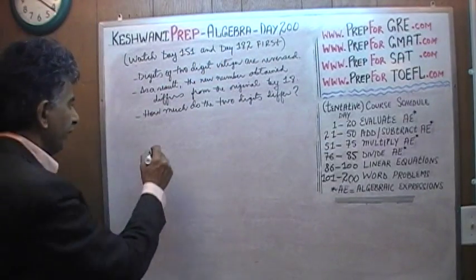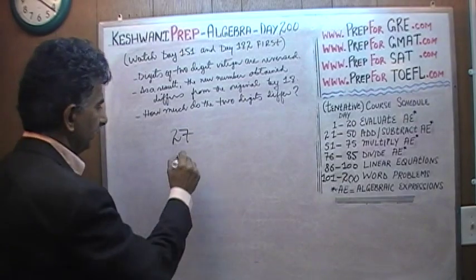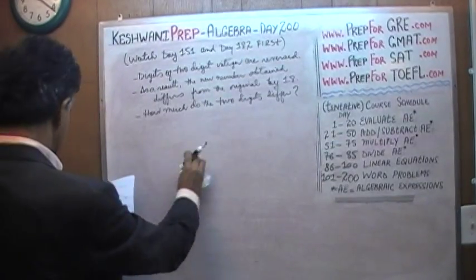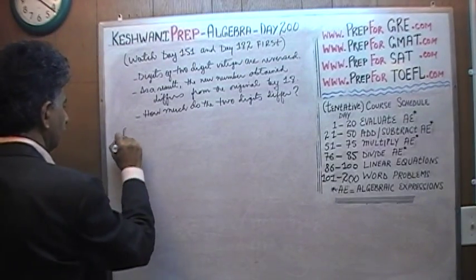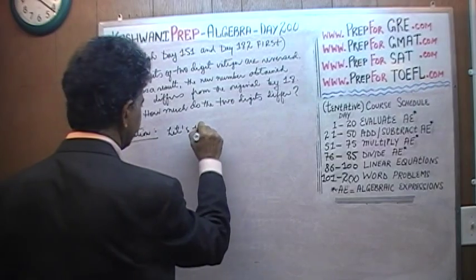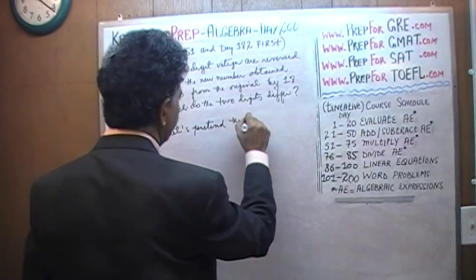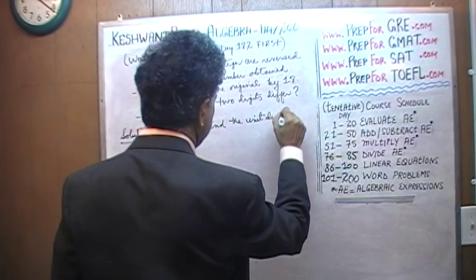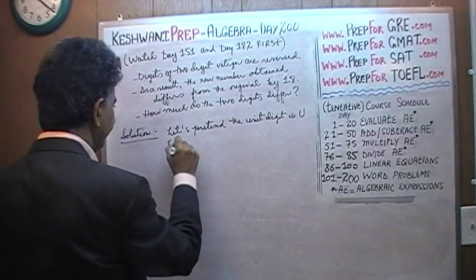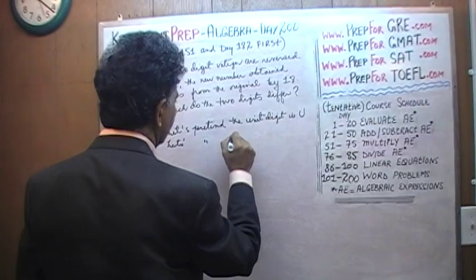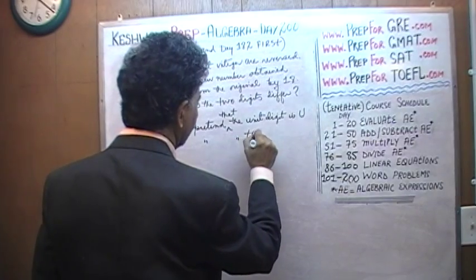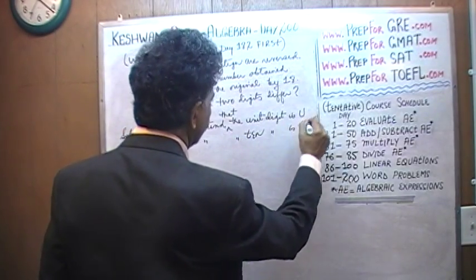For example, if I have a number 27, here the unit digit, let's actually start a solution first. Let's pretend the unit digit is u for unit digit, and let's pretend that the ten's digit is, you got it, t.